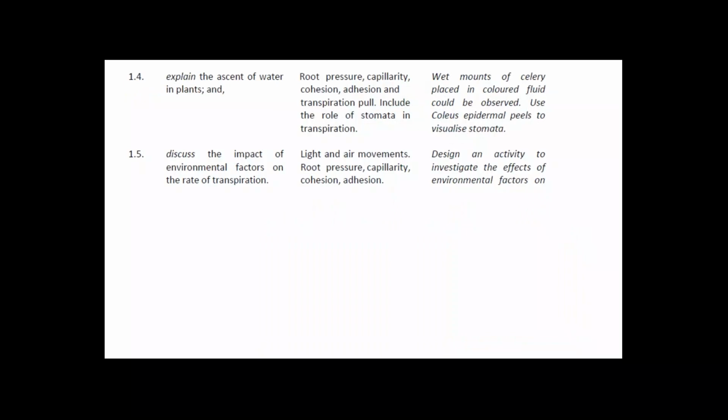So the objectives we're going to look at are to explain the ascent of water in plants and discuss the impact of environmental factors on the rate of transpiration. And in order to do this, we need to look at root pressure, capillarity, cohesion, adhesion, and transpiration pull, and include the role of stomata.